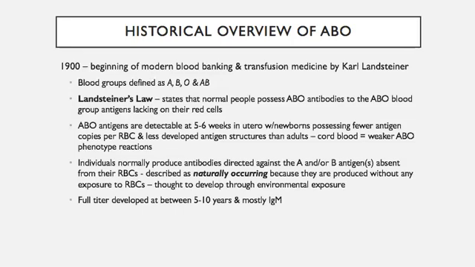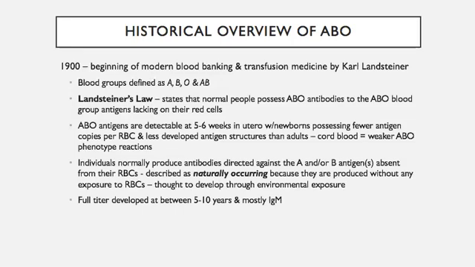Those ABO antigens are detectable at 5 to 6 weeks in utero, with newborns possessing fewer antigen copies per red cell and less developed antigen structures than adults. Cord blood samples might demonstrate weaker ABO phenotype reactions. And the cord blood sample is what we use to determine the baby's blood type after the baby's been born.